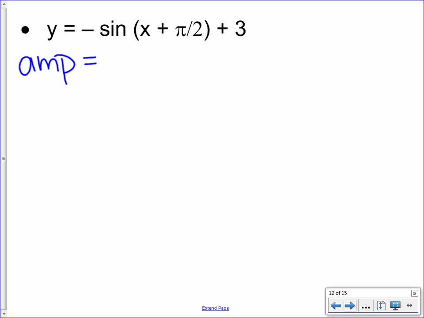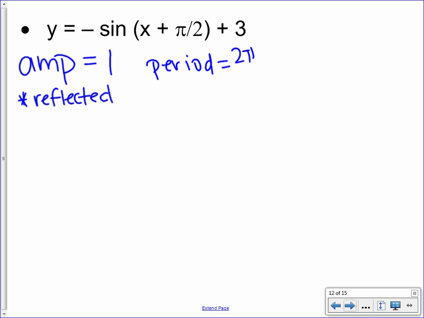What is our amplitude? 1. Okay, now we have a negative A, so I'm going to put a note to myself that we're going to have a reflection, okay? Our period, 2 pi over B. What is B? Our B is 1. So our period is 2 pi.